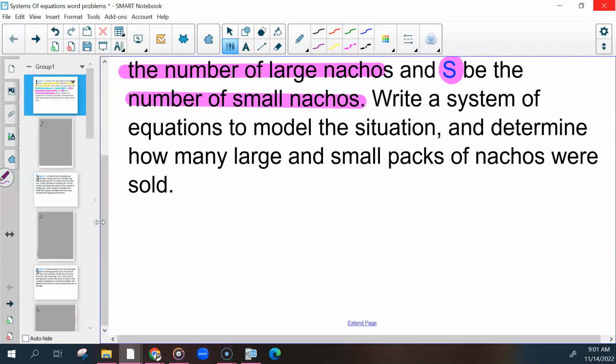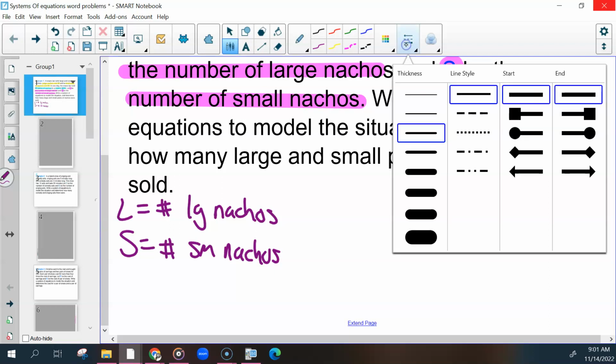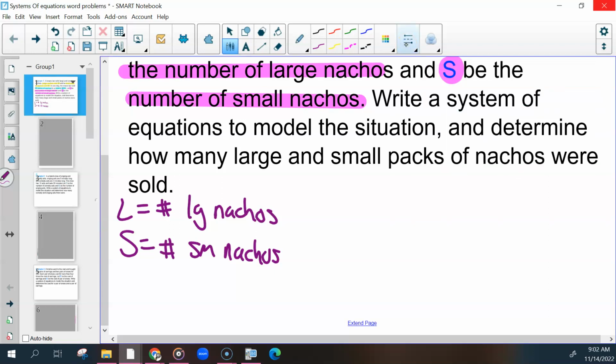And we're going to be specific. If you want to say nacho packs, that's fine. So we've defined our variables, even though they were already defined for us. But we need to get in the habit of doing that every time.